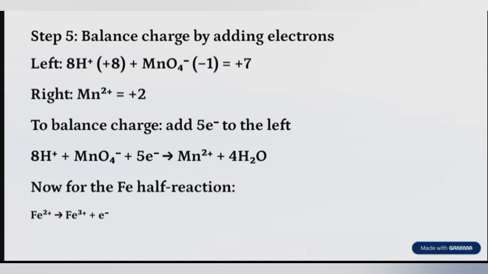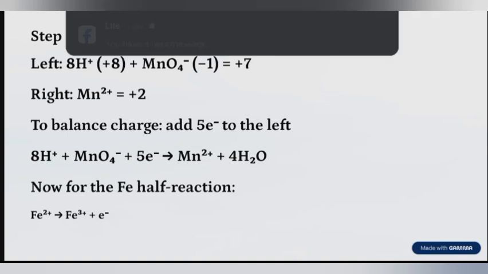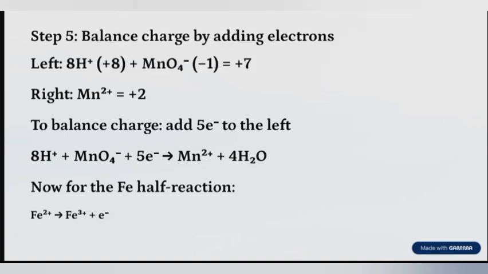So now the next thing is to balance charge by adding electrons. So how do we balance this charge now? On this end now, we have 8H plus. The charge of hydrogen is always +1, while the charge of oxygen is always -2.